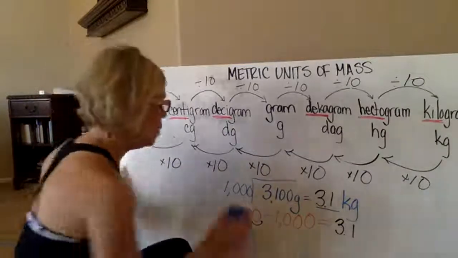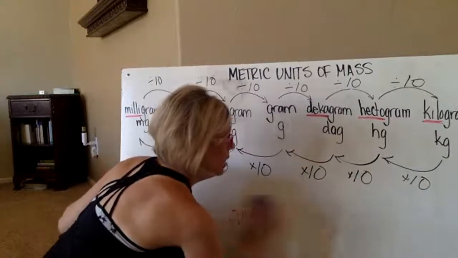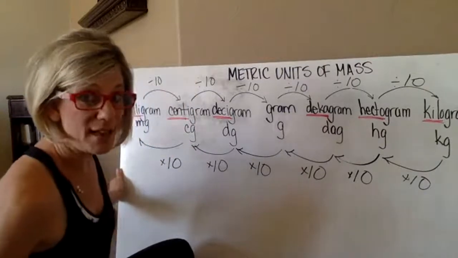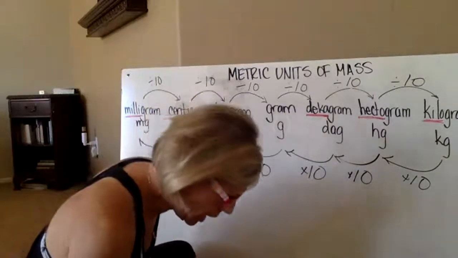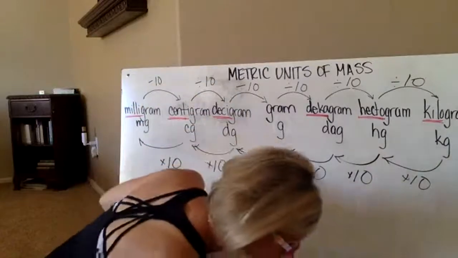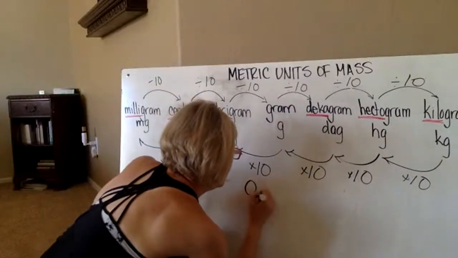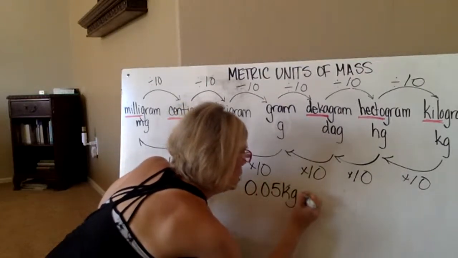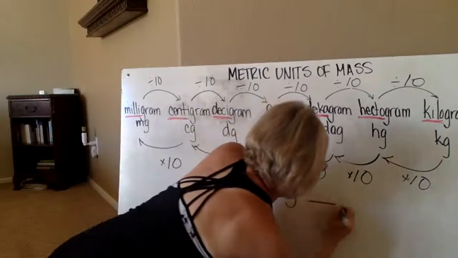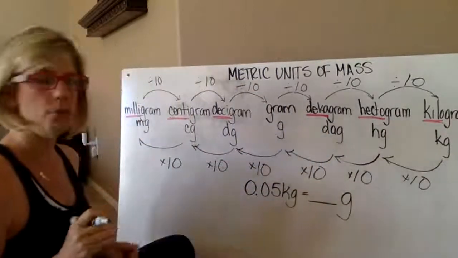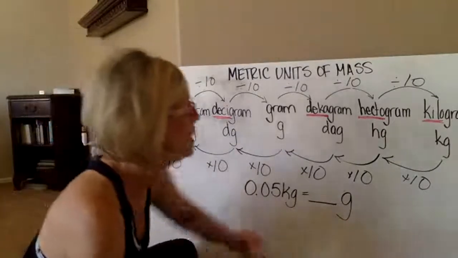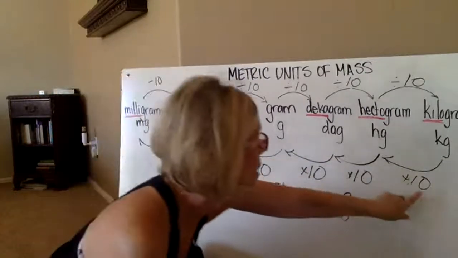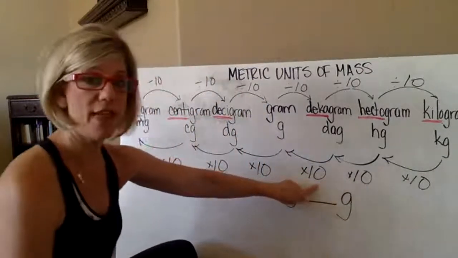What happens then when we are going from bigger units to smaller? By the way, that was the answer to number 9. Answer to number 10 coming up. We've got 5/100 of a kilogram equals how many grams? All right, follow the arrows. Kilograms to grams. We are moving it how many powers of 10? Well, 10 times 10 times 10 gives you 1,000.